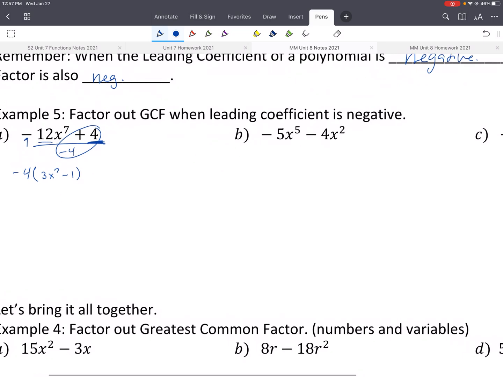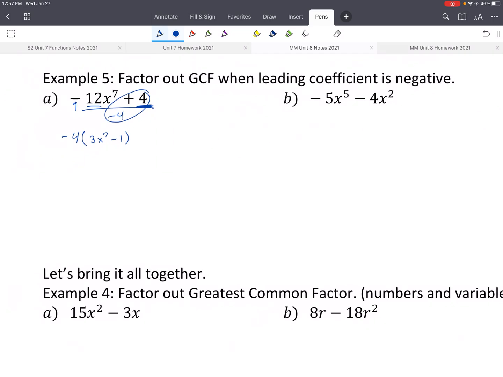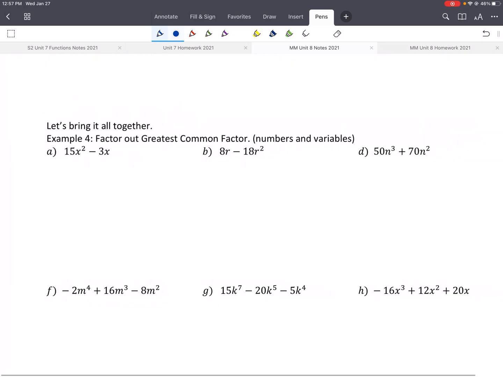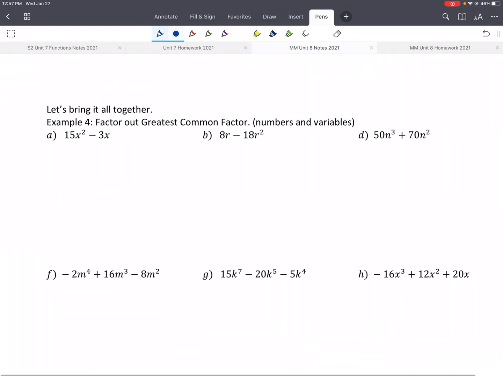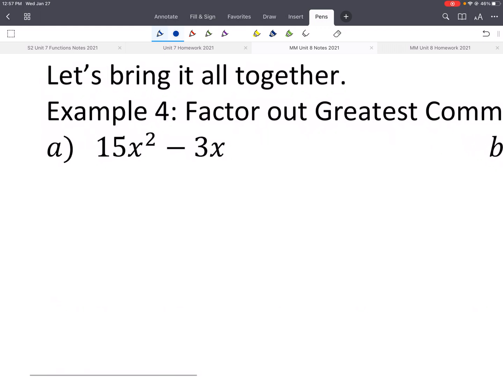That's probably good enough for that since we've had 2 examples of that. Let's just bring it all together. We don't need to do all of these problems. Why don't we just do 3 of them? If you feel like you've already got it, then you can just start working on your homework. All right? Well, just do a couple of these with me. Because you got to check all of them. You got to check off the 3 things: numbers, variables, and the sign.